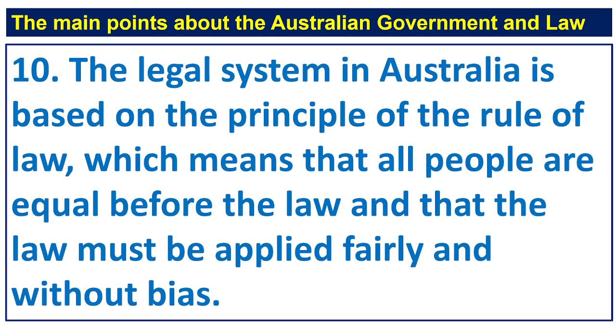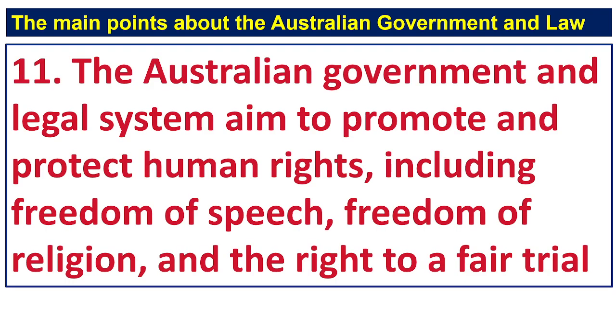10. The legal system in Australia is based on the principle of the rule of law, which means that all people are equal before the law and that the law must be applied fairly and without bias. 11. The Australian government and legal system aim to promote and protect human rights, including freedom of speech, freedom of religion, and the right to a fair trial.